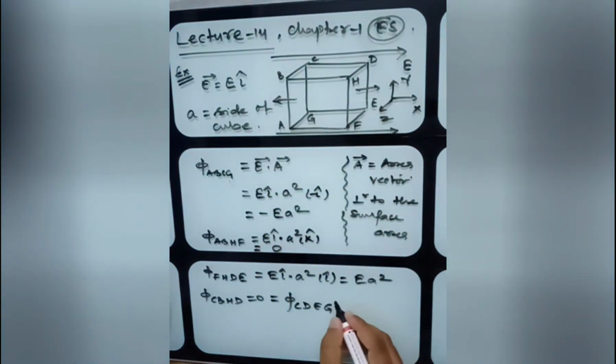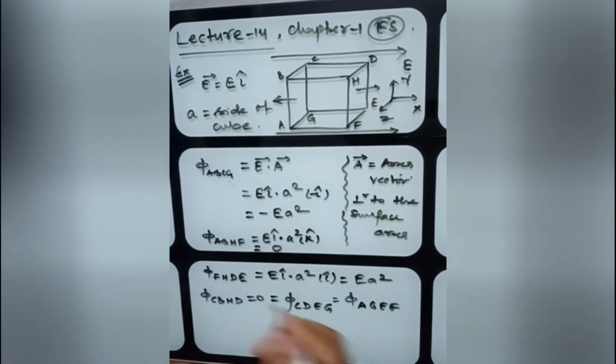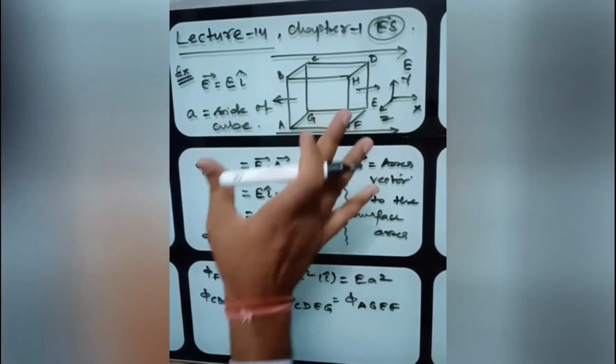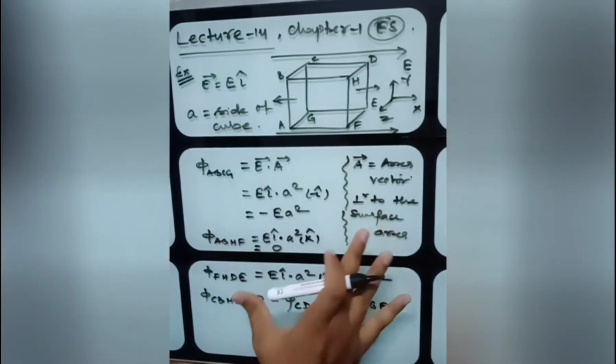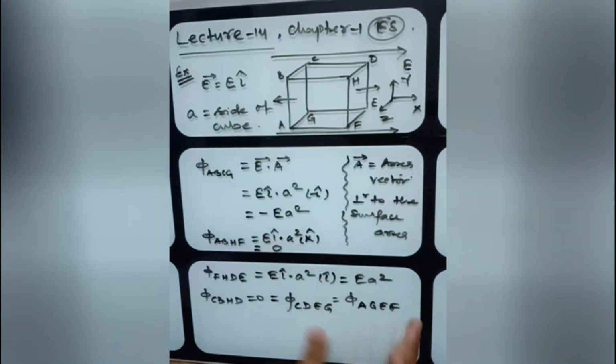AGEF, phi AGEF. 1, 2, 3, here 4, 5 and 6, the total faces we have counted here. And the total flux, if you find it, is the flux by the individual faces. Okay, this is nothing but practice. Further, you will get help from this calculation, from this practice.